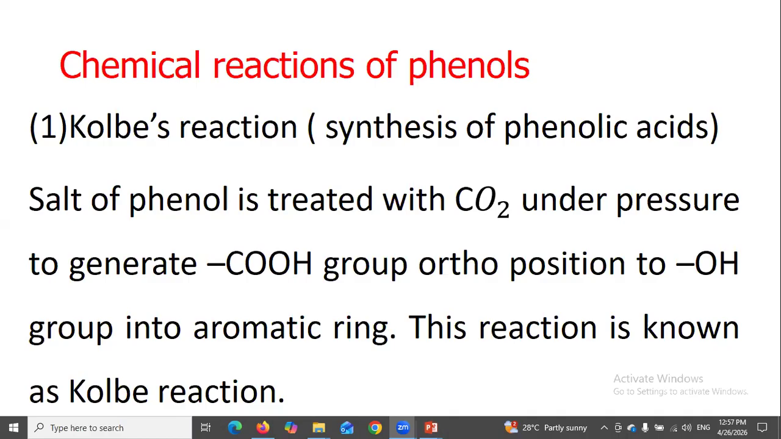Okay, chemical reactions of phenols, Kolbe's reaction, synthesis of phenolic acids. Salt of phenol is treated with carbon dioxide under pressure to generate a carboxylic acid group at the ortho position to the hydroxyl group in the aromatic ring. This reaction is known as the Kolbe reaction.